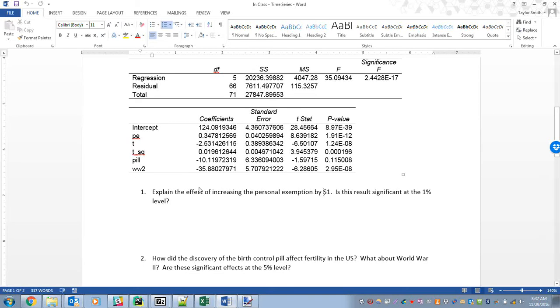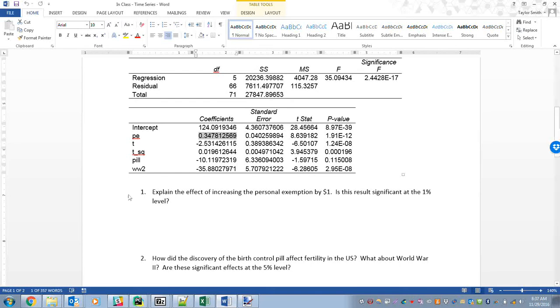If we want to know the effect of increasing the personal exemption by $1, remember these coefficients are the effect of a 1 unit increase in x. In this case, if our x is personal exemption, a 1 unit increase is a $1 increase. So we can just look at the coefficient on our personal exemption variable. And this tells us that the effect of increasing the personal exemption by $1, holding everything else equal, would be to increase the general fertility rate by 0.3478 births per 1,000 women.